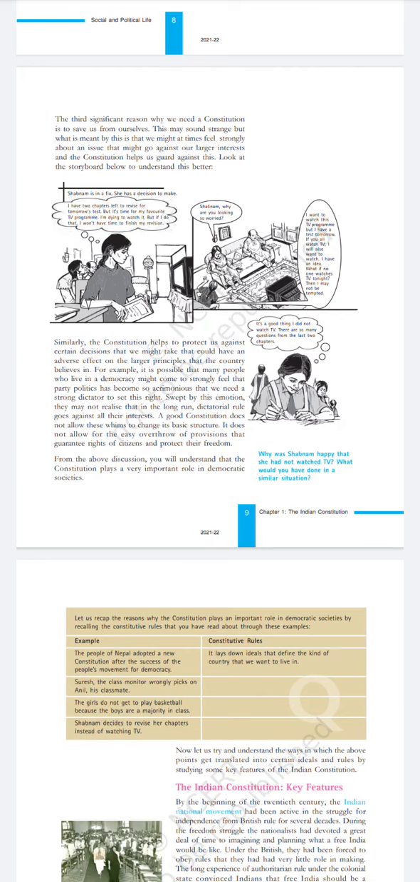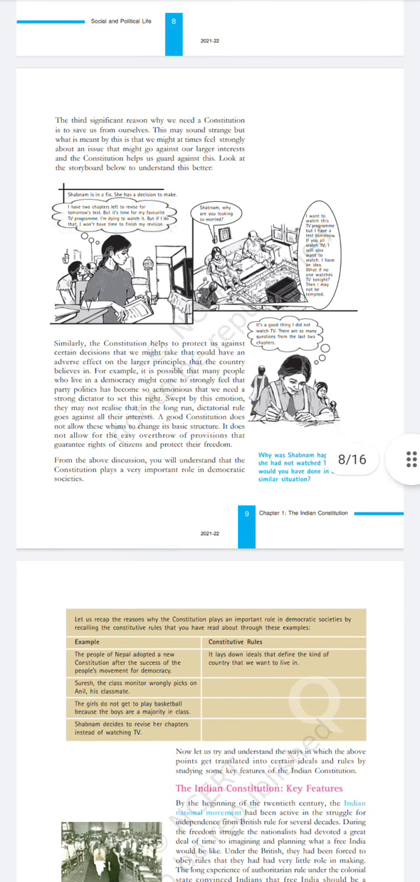Shabnam, why are you looking so worried? I want to watch this TV program, but I have a test tomorrow. If you all watch TV, I will also want to watch. I have an idea. What if no one watches TV tonight? Then I may not be tempted. It's a good thing I did not watch TV. There are so many questions from the last 2 chapters.